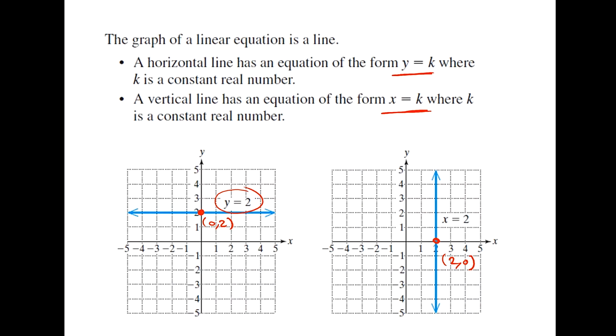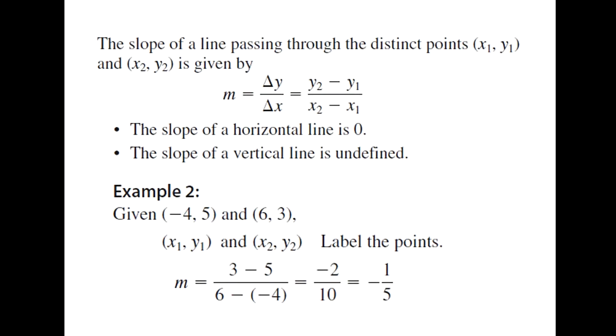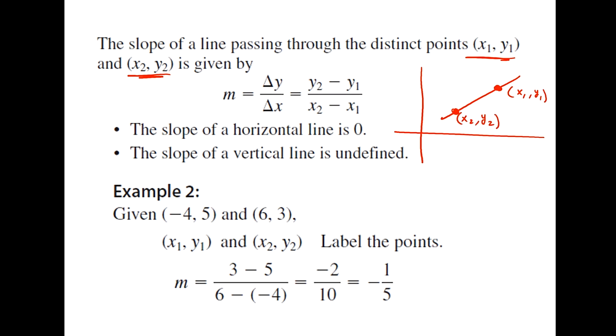Okay, how can we find the slope from 2 points if we have 2 points on any line? Look at this. This is the line and we have 2 points on the line. The first one x1, y1, and x2, y2. How can we find the slope of this line? We can use this one: y2 minus y1 over x2 minus x1.